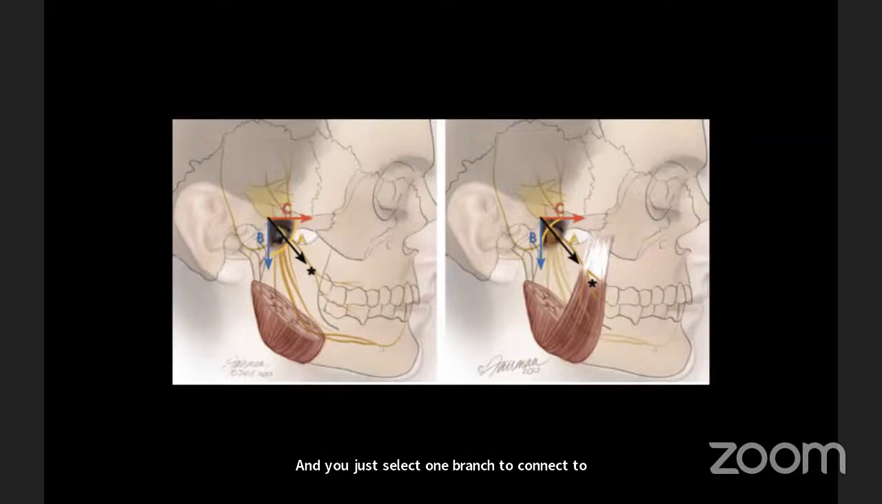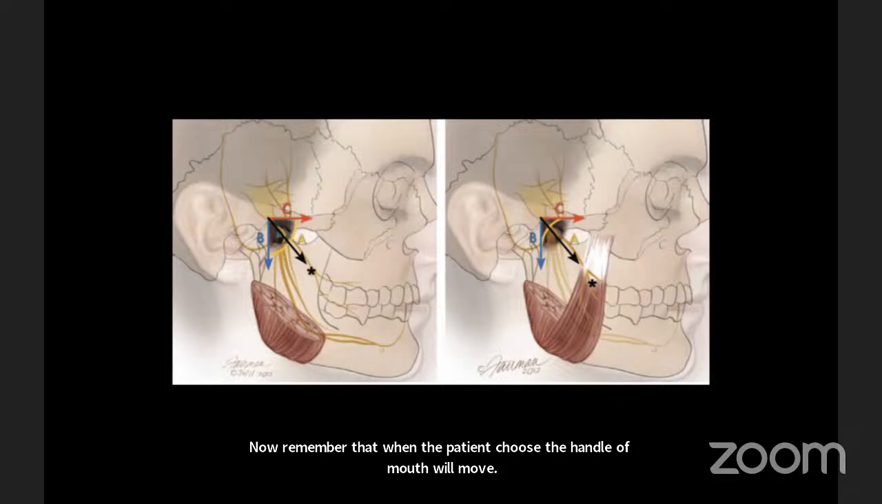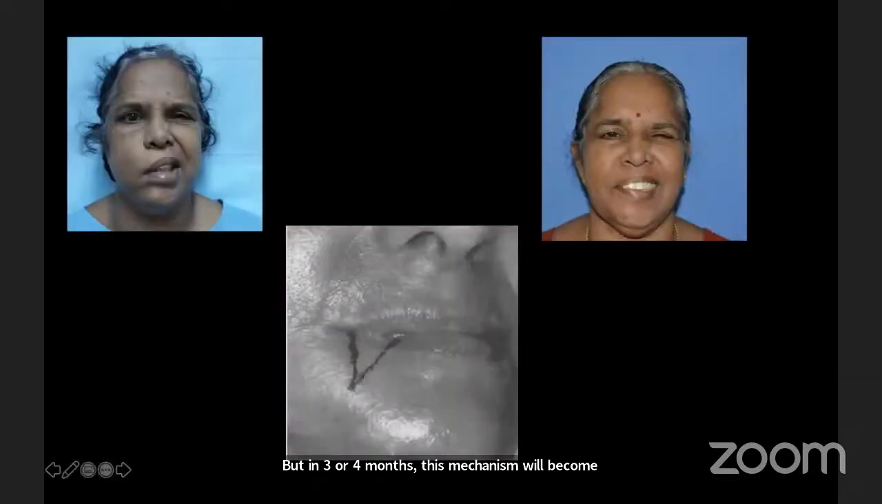Remember that when the patient chews, the angle of mouth will move, but in 3 or 4 months, this mechanism will become automated. So this is a patient who had, I'm sorry, the video is not working. So this is a patient who had a nerve to masseter to facial nerve transfer. And this is her when she's clenching her teeth. You can see the angle of mouth is moving.